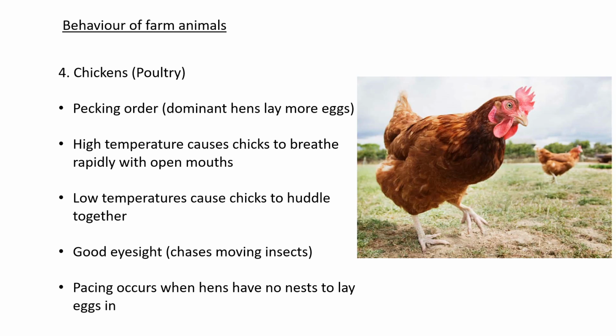And then also low temperatures cause chicks to huddle together, so that's a clear sign that the animals are too cold. Then also they've got actually very good eyesight. So many times they chase moving insects. So as soon as a cricket or something moves, they will pounce because their eyes are very good and they know exactly where it is.